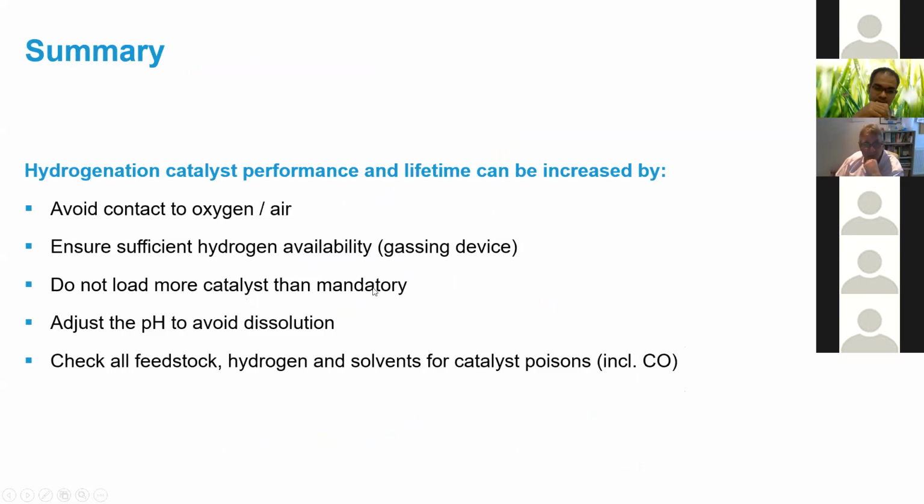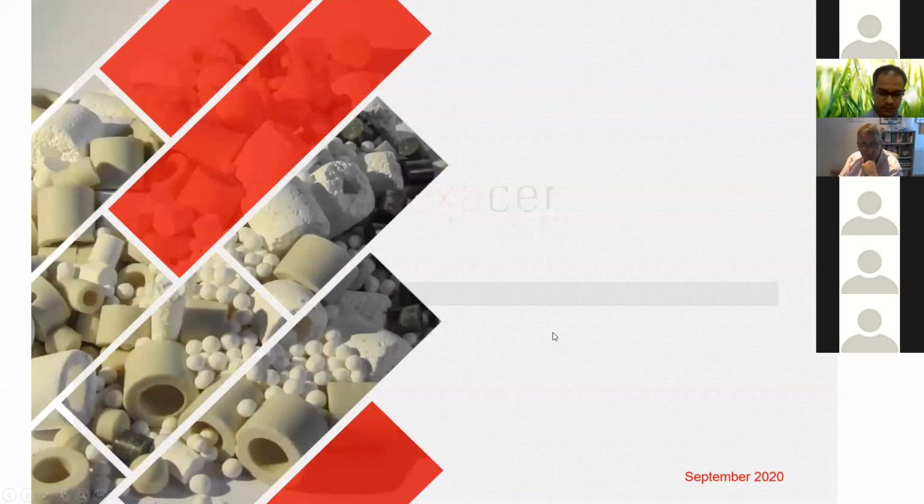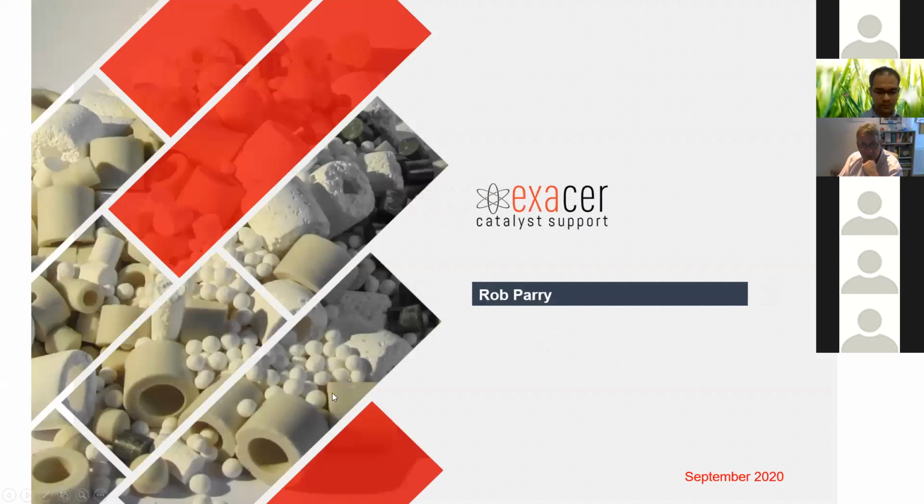hydrogenation catalyst performance and lifetime is increased by avoiding contact to oxygen and air, good hydrogen availability, don't load more catalyst than you have to, adjust the pH, and check the purity of your feedstocks, hydrogen, and solvents for catalyst poisons.